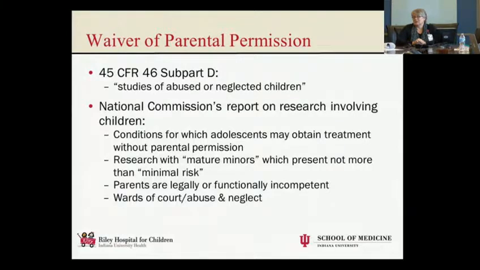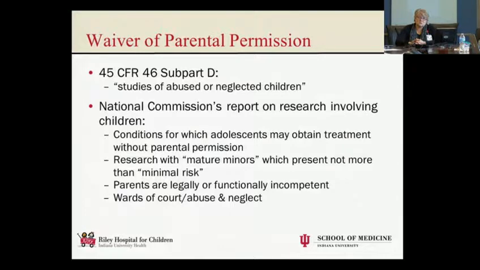So waivers of parental permission. Waivers are allowed in medical research. The two big regulatory guidelines in the United States are Subpart D of the Common Rule, which provides waivers for abused or neglected children. And then the National Commission's report on research involving children from 1973. And what the National Commission's report talks about are conditions for which adolescents may obtain treatment without parental permission. So sexuality research, STD research would fall here. Research with mature minors, which presents not more than minimal risk. And then the last two cases, parents who are legally or functionally incompetent or boards of the court, you might waive parental permission, but you would have to have some type of substitute consent process in its place. But it's the first two that really are relevant to school-based research.